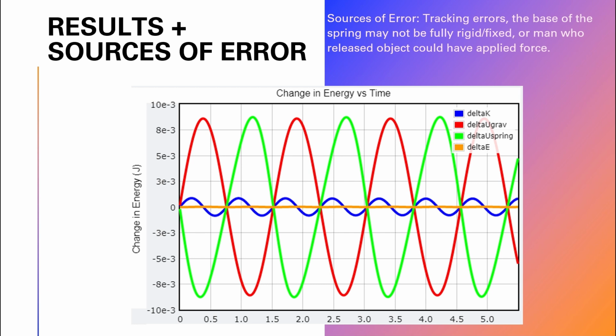Or the man who released the object could have applied force. It didn't look like he did in the video, but you never really know. He might have put a little spin on it or something, right? So those are possible sources of error. Although it doesn't seem like there's a lot of error. We predicted to be an isolated system, and there wouldn't be a change in energy, and then ultimately there didn't appear to be. So that's great.